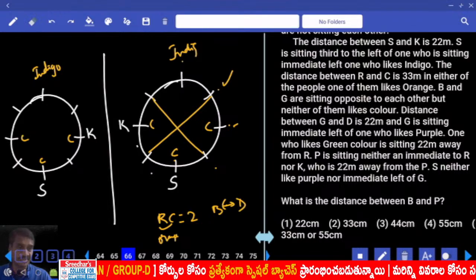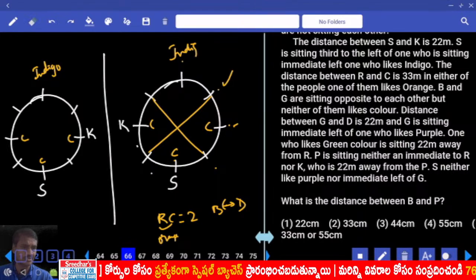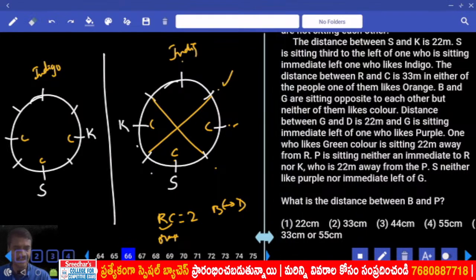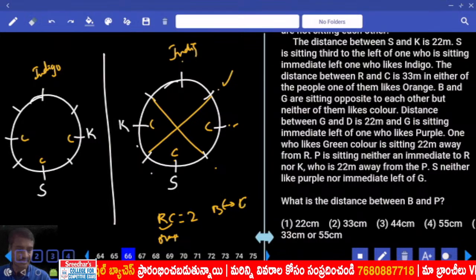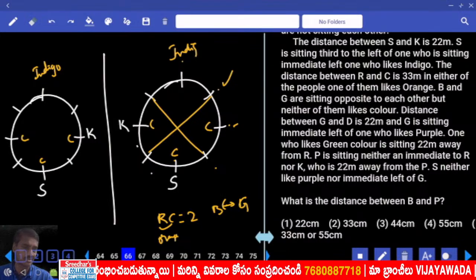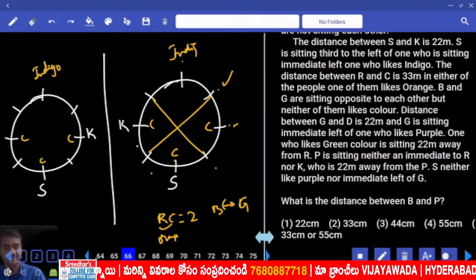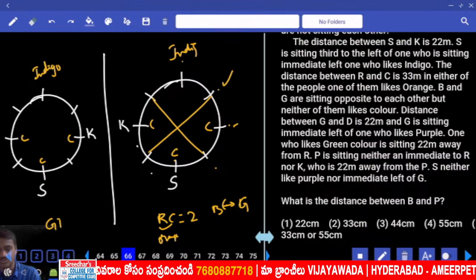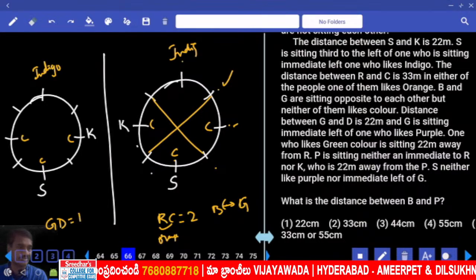B and G are sitting opposite to each other, and neither of them likes a color. The distance between G and D is 22, which means there is one person in between.